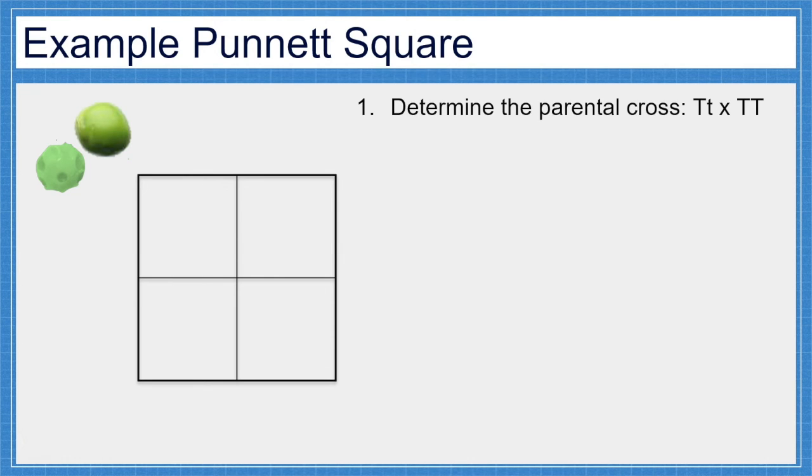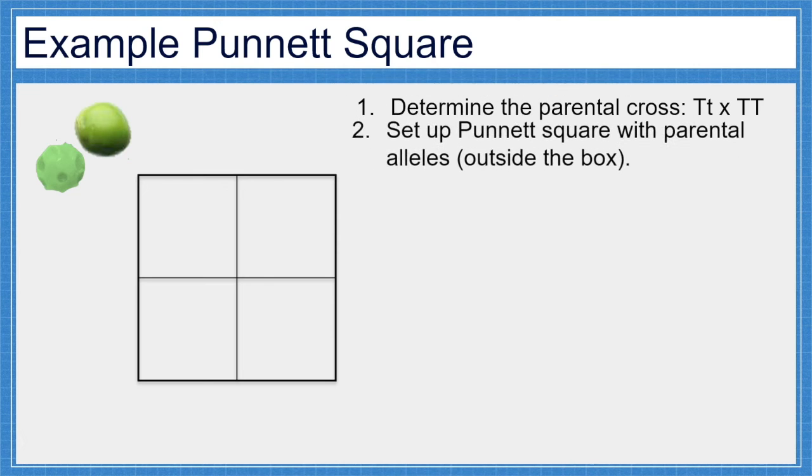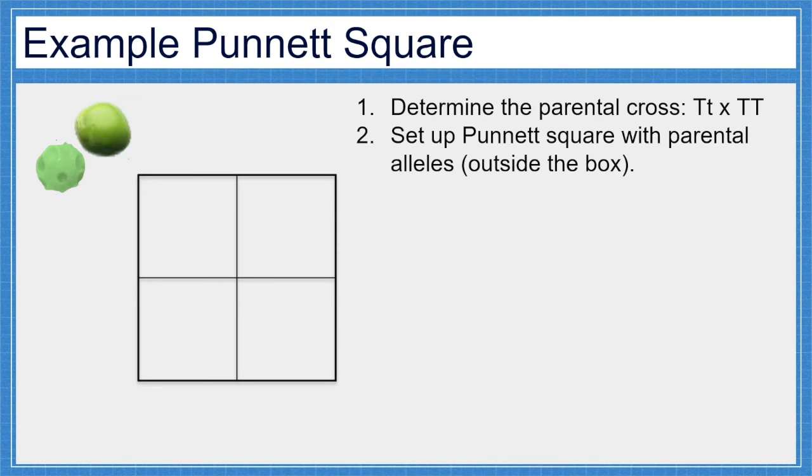So here we're going to first determine our parental cross. So our parents, one is big T, little t, and the other is big T, big T. So we need to set up our Punnett square with their alleles, and that can go outside the box. Sometimes you'll see Punnett squares drawn where you'll actually have boxes around the edges. You don't have to draw it that way if you like.